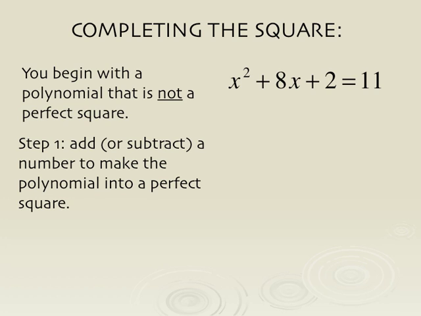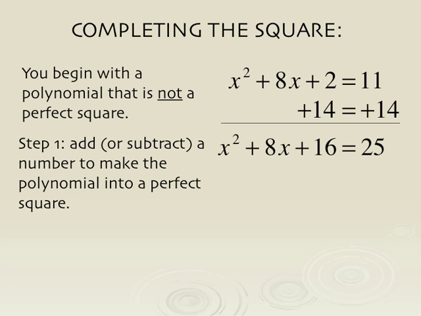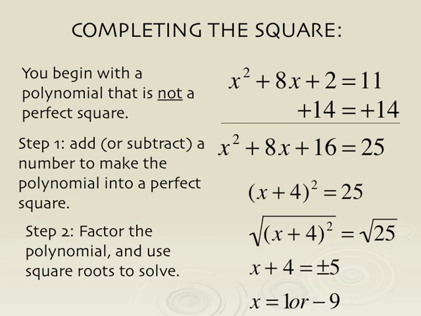Sometimes it will, and sometimes it won't. The only thing we need to make into a perfect square is the polynomial. So in this case, I'm going to add 14 to both sides. That makes the left-hand side of this equation be x squared plus 8x plus 16. That is a perfect square. That is x plus 4, that quantity, squared.